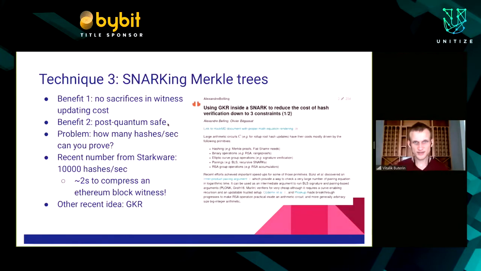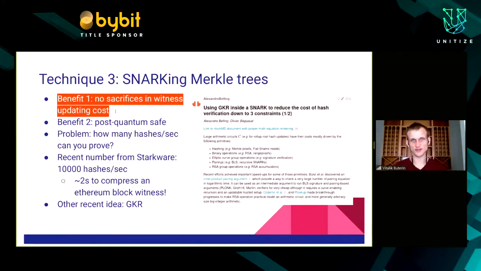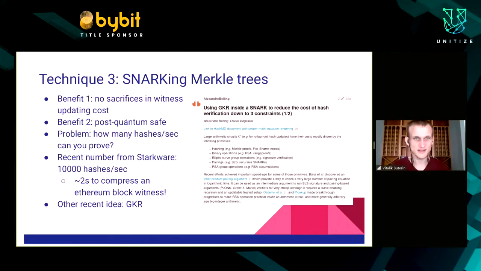And then technique 3 is just snarking Merkle trees, as I mentioned, right? So you basically just make a snark that proves that there's a whole bunch of Merkle branches that prove some specific set of values. The benefit is that this is an overlay onto a Merkle tree, and so there are no sacrifices in witness updating, for example. Another benefit is that it's quantum safe.